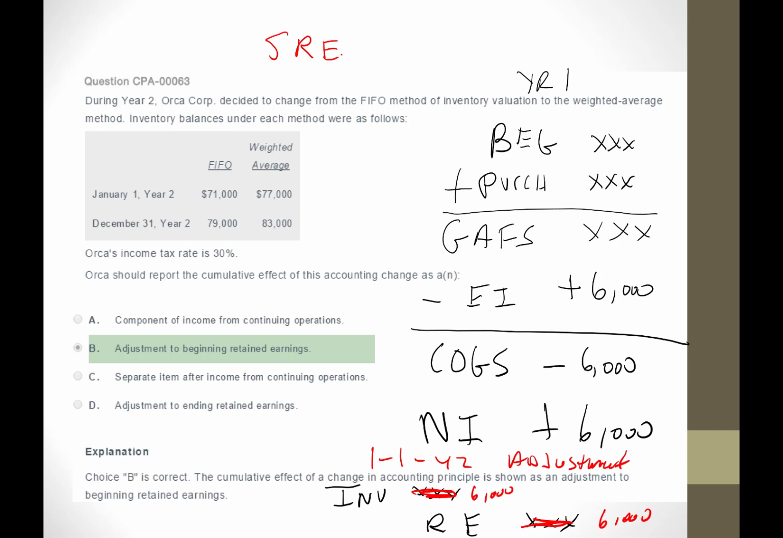So my statement of retained earnings, I'd have beginning balance, whatever that is.